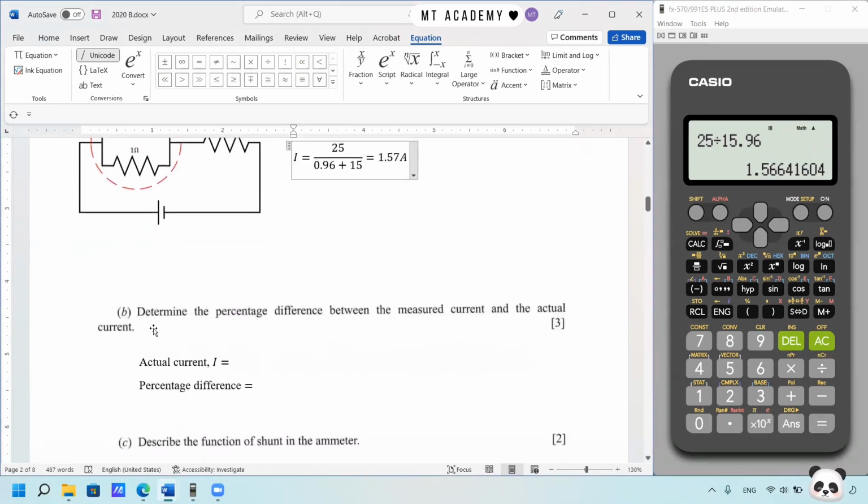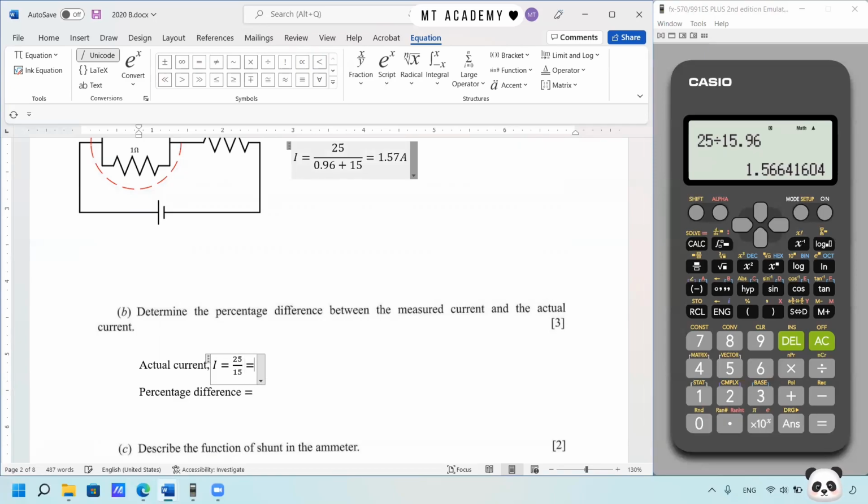And then we move on: determine the percentage difference between the measured and the actual current. The actual current should be without the resistance of the ammeter. We mentioned that the ideal ammeter should have 0 resistance. So to calculate the actual current, we just ignore the resistance of the ammeter. Then we have 25 volt divided by the 15 ohm which is in the circuit. So it is 25 divided by 15, equal to 1.67 ampere.